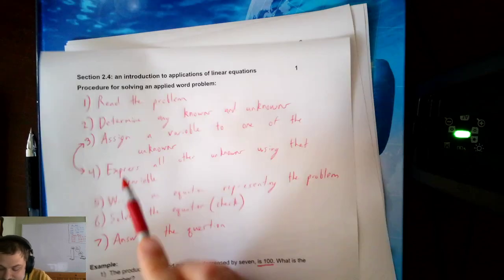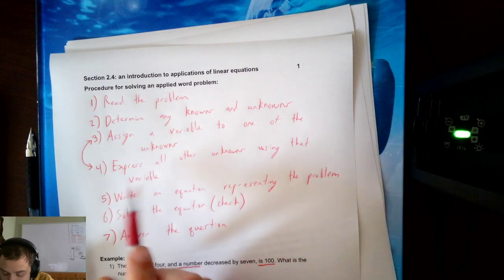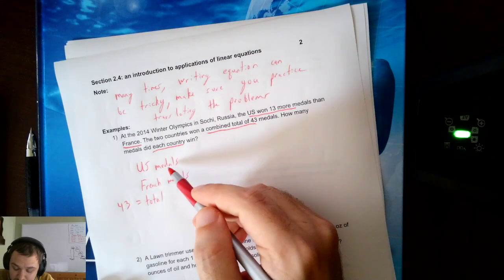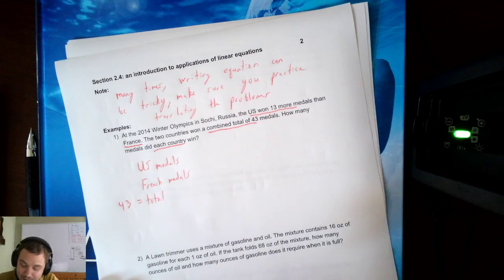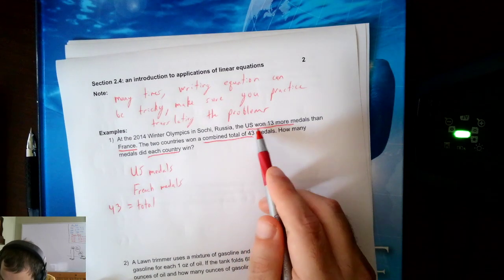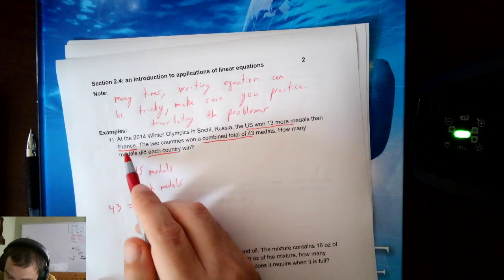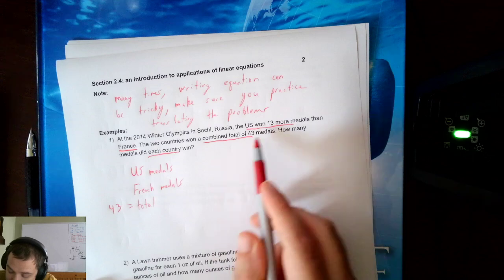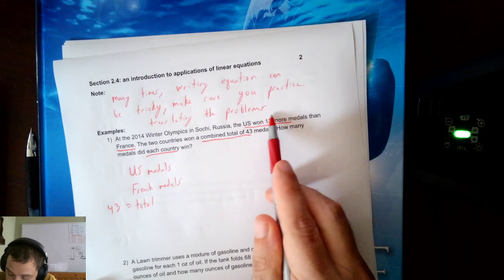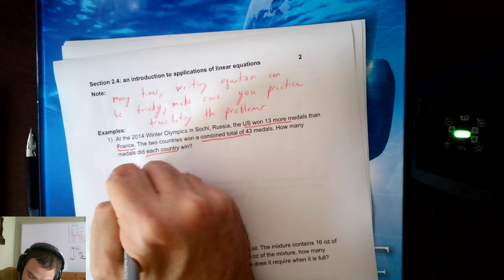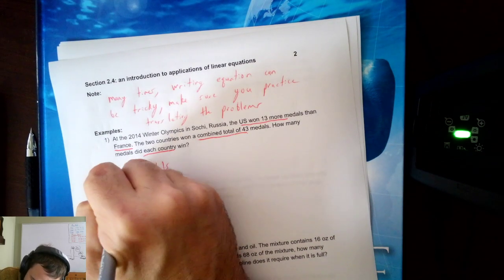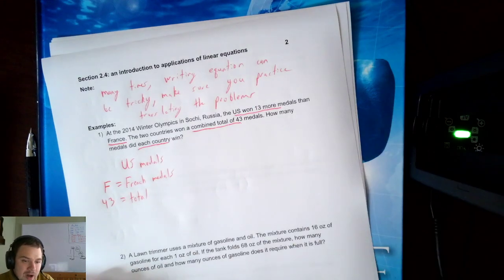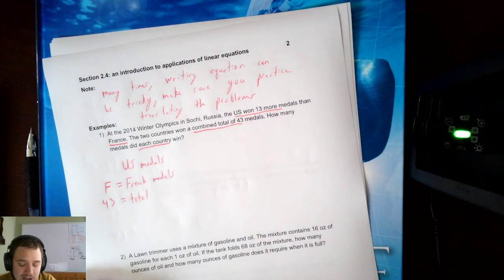Now, assign a variable to one of the unknowns and express the other unknowns using that variable. I need to pick either the United States or France to be my variable. Let's look, though. The U.S. won 13 more medals than France. If I knew how much France won, if I knew the French medals, I could calculate the U.S. medals, right? I just need to go 13 more. So that's going to be my variable. I'm going to choose the French medals to be my variable. And I'm going to use the letter capital F. That's a good letter for French medals, right? You can use X if you want, but we can use the letters we want, right?